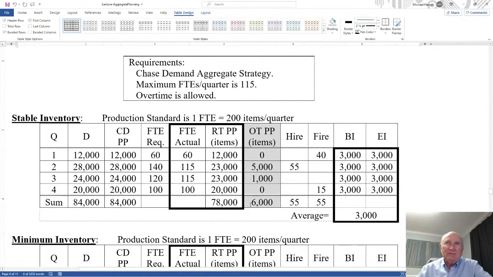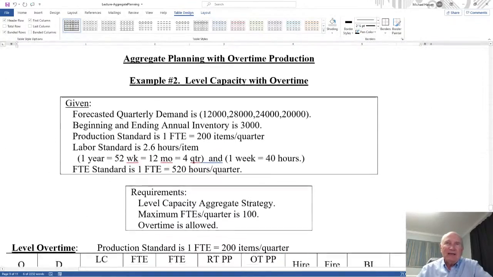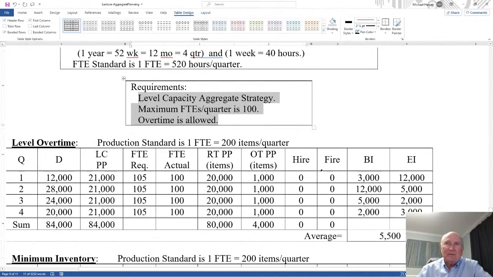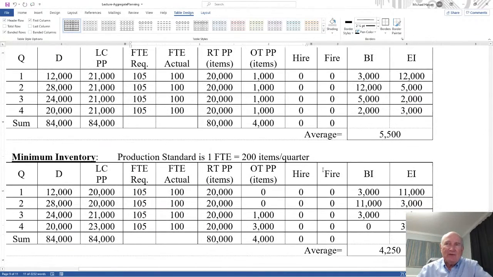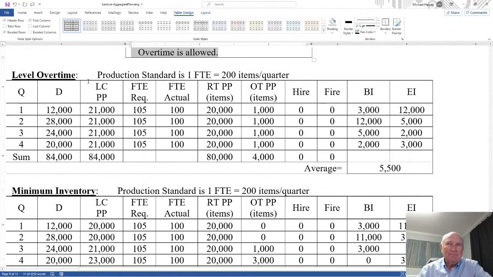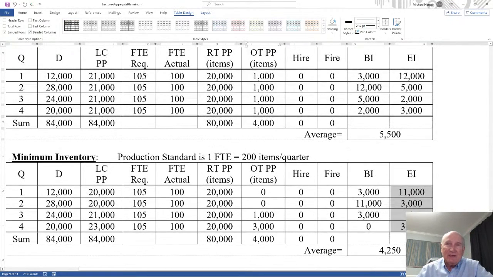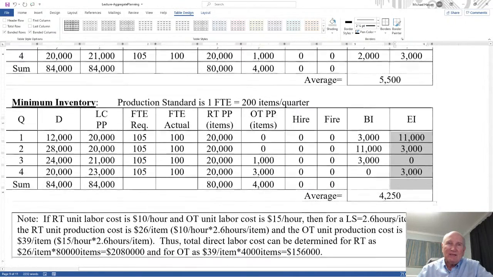Now notice this is chase demand. I can do the same thing with level capacity, the same procedure, same thought process, same everything, but I'll let you do that. Okay, level overtime. This is level overtime now, and then minimum inventory. Now remember, this overtime can be spread any way you want, as long as there's no negative inventory. It can be spread anywhere, as long as the total is what it should be and no negative inventory. So I'll leave that as an exercise.